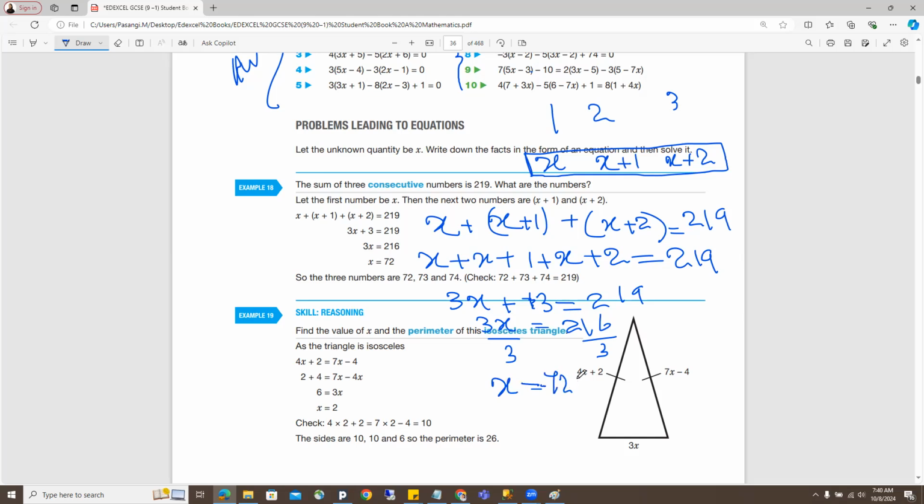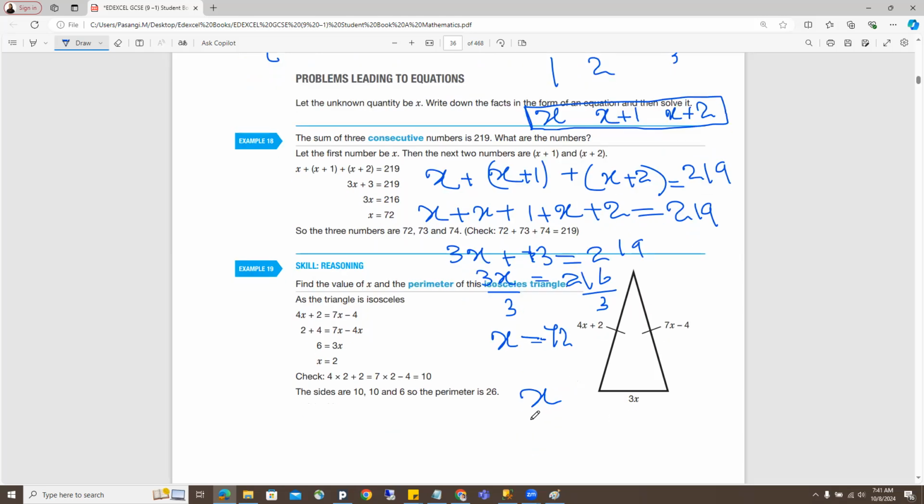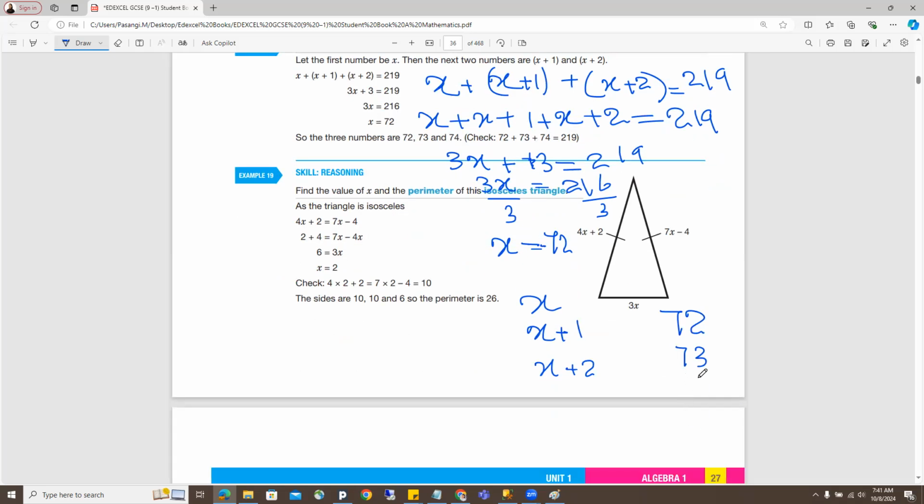Is it clear for you? Are you sure? Yes, miss. x is equal to 72 means what are those three consecutive numbers? We had x, x plus 1 and x plus 2. That means the three consecutive numbers are 72, 73 and 74. Is it clear? Yes, miss.